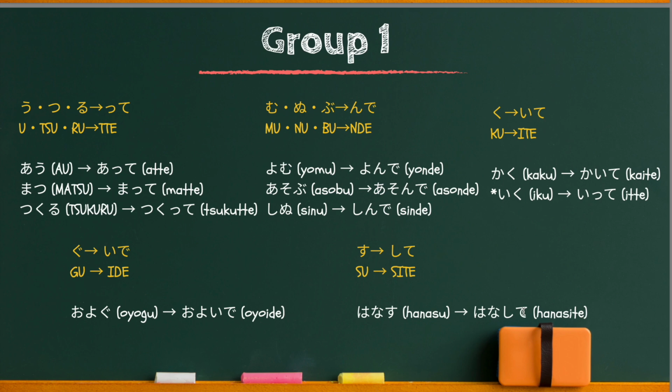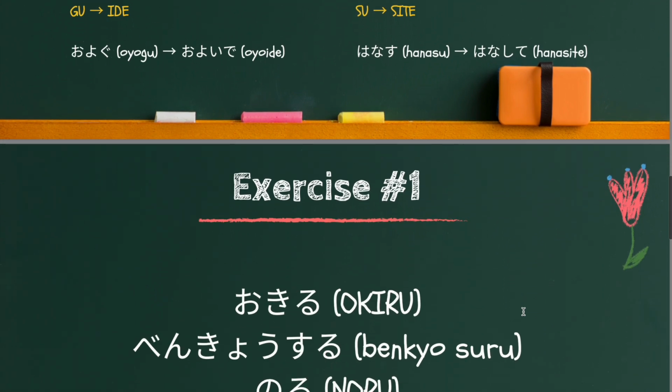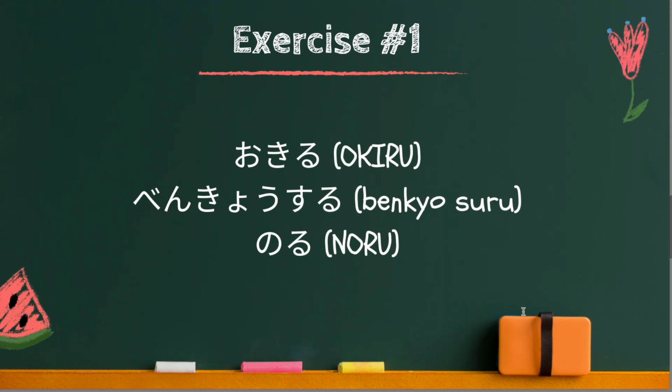So now let's do this exercise. There are 3 dictionary form verbs. Now I'd like you to think if it's group 1, 2 or 3 and then change the verb into the te form. Take your time and when you're ready, please come back.